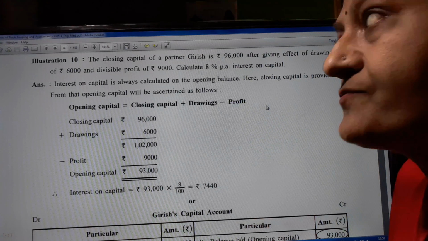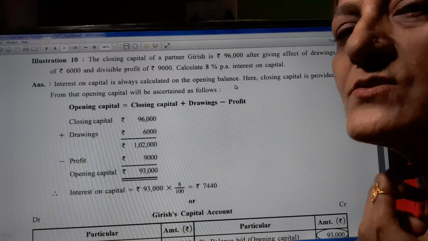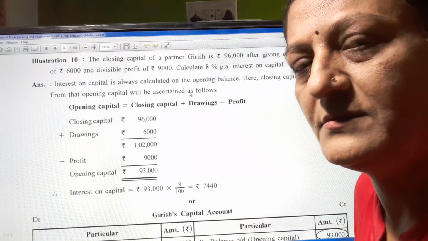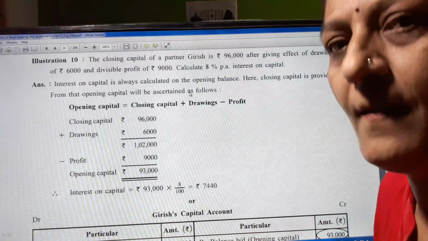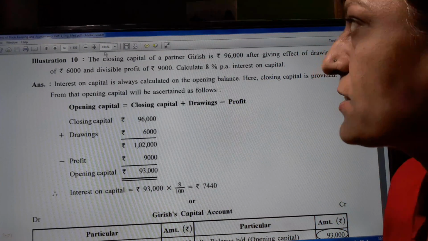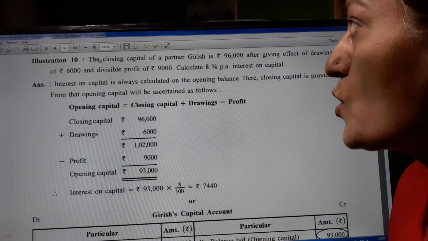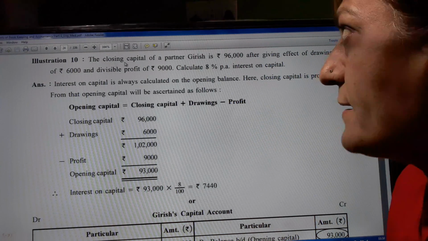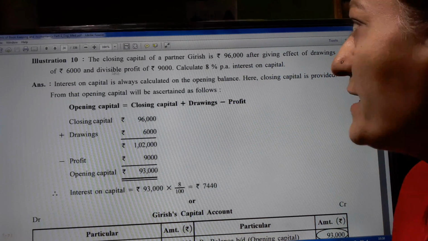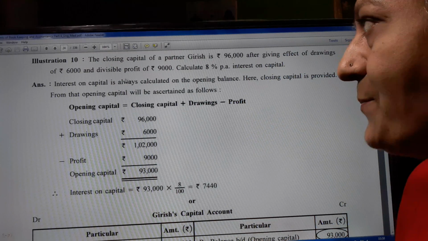Now, in this sum, closing capital is given, but opening capital is not given. So if we want to find out the opening capital, then which type of calculation is that? Please concentrate here. Illustration number 10. The closing capital of partner Girish is rupees 96,000. This is the closing capital, keep in mind. After giving effect of a drawing of rupees 6,000 and divisible profit 9,000, calculate 8% interest on capital.